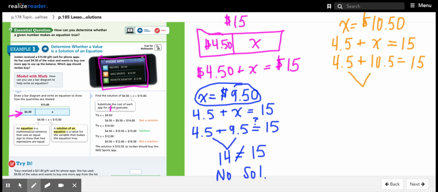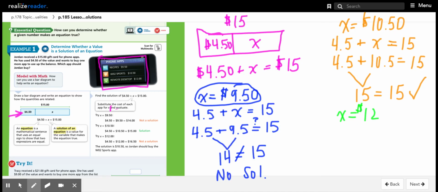4.5 plus 10.5. We're saying, does that equal 15? Well, use your calculator. 4.5 plus 10.5 equals 15. So 15 equals 15. Check. That is true. That is a solution. But just to be sure, let's do the last value here. The last value for the remote desktop says that X is equal to $12.